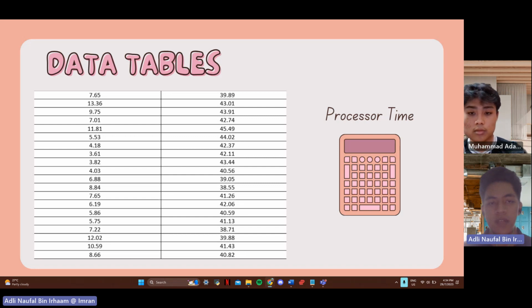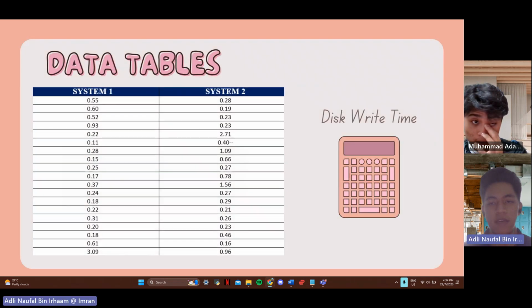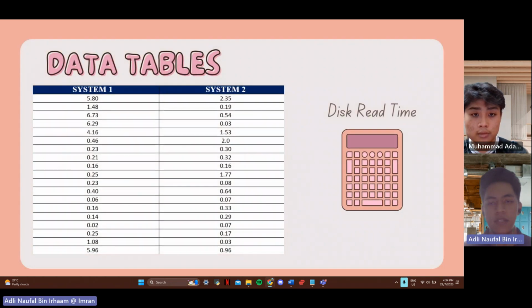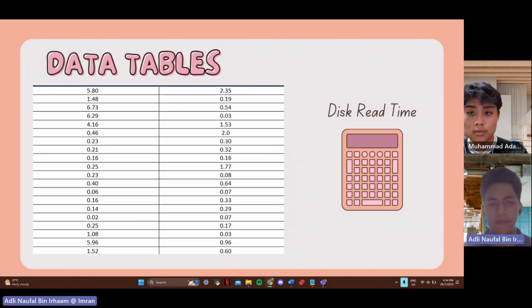We extracted the graph into Excel files. This is the first data, which is the processor time. And this is the second data, which is the disk write time. And the last one is the disk read time.